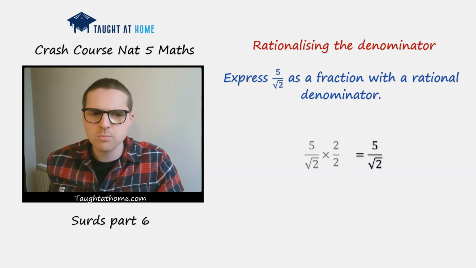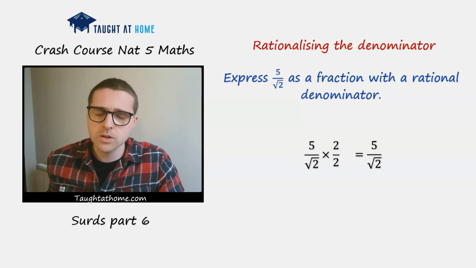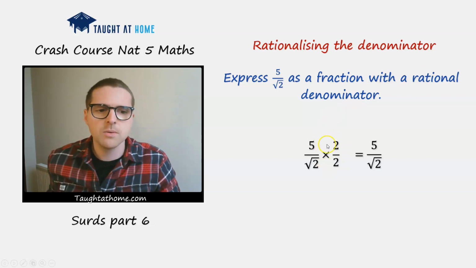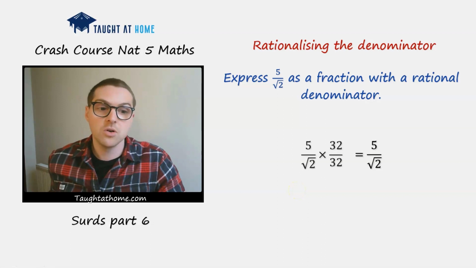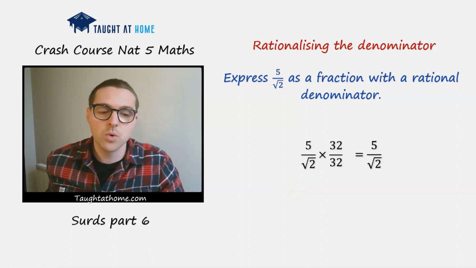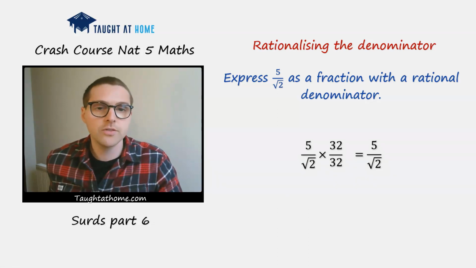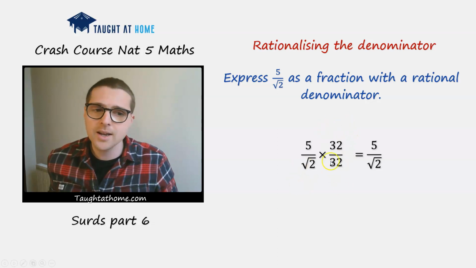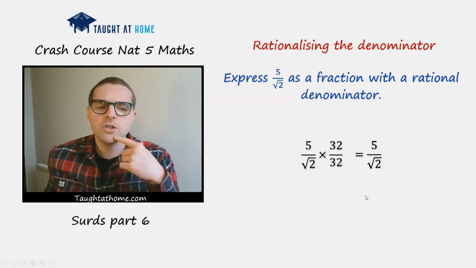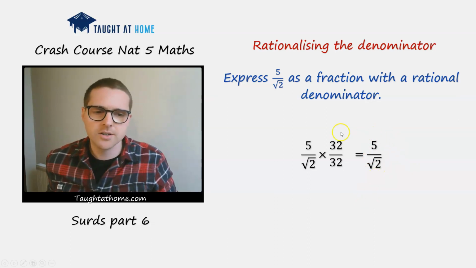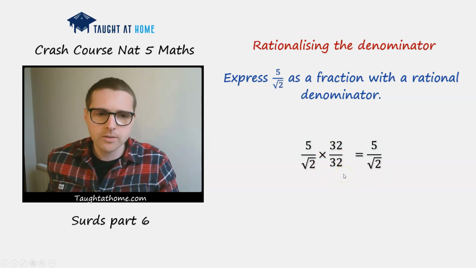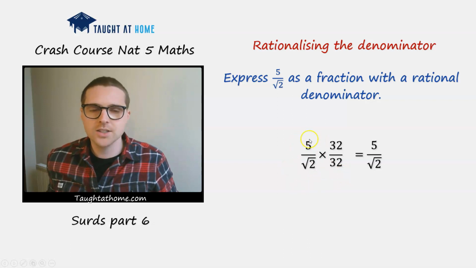I could even say this. I could multiply the fraction by 2 over 2, because 2 divided by 2 is just 1. Any number divided by itself is 1, so 32 over 32, if I multiply that by this fraction, I'm going to get the fraction back. So the question is, can I select a fraction which equals 1 to rationalise the denominator?